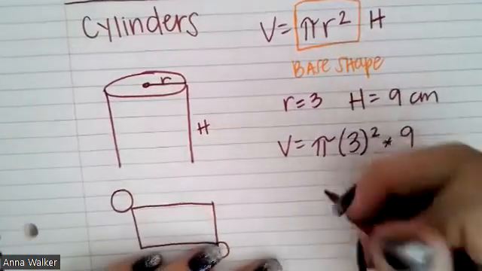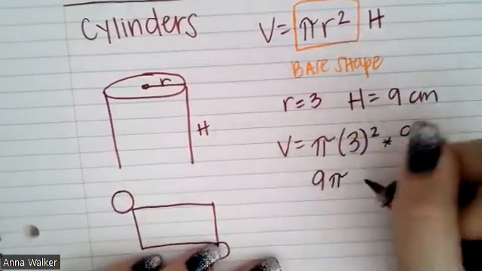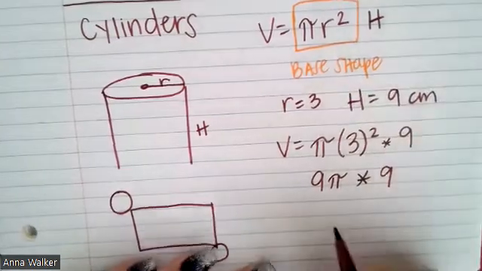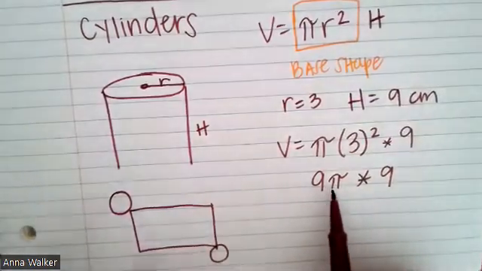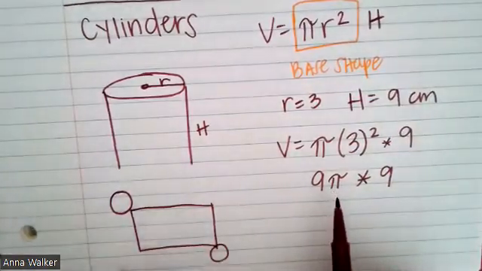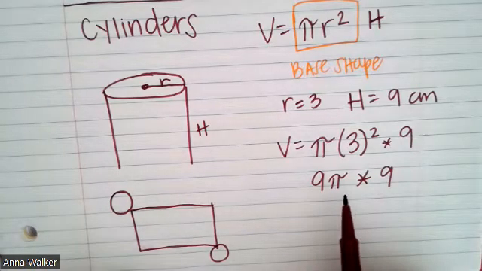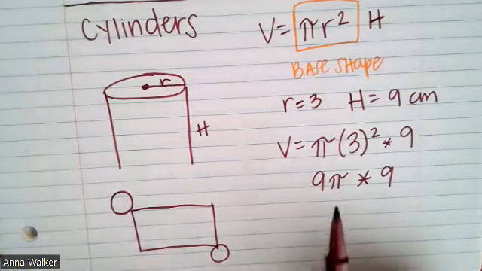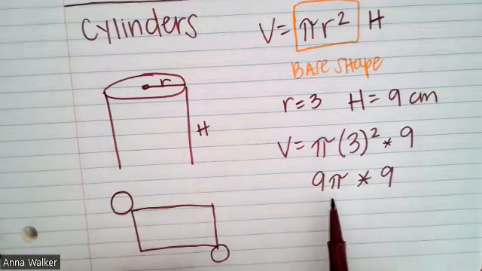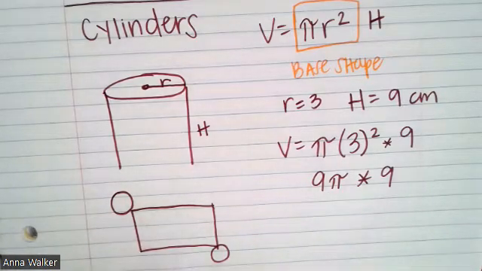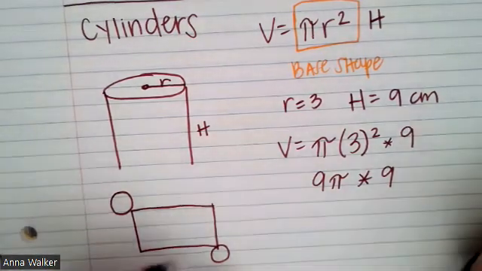So 3 squared is 9. So this is going to be 9 pi times 9. And what I like to do is leave pi in its notation with the symbol pi until the very end. I don't want to replace it with 3.14 until the very end. That way I only have to potentially do decimal multiplication once.